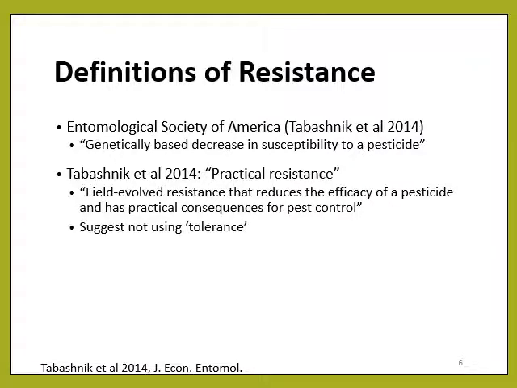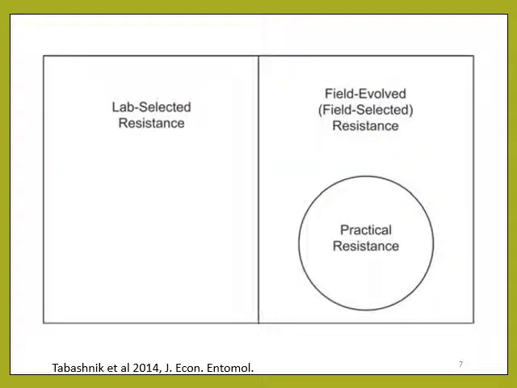So this is field evolved. That means it's happened out in the real world. And it is a resistance that reduces the efficacy of a pesticide and has practical consequences for pest control. So sometimes the debate will get caught up in, well, okay, so this population or these individuals are resistant, but is it above the field rate? Does it matter? And that's where you come into this definition of practical resistance. It means, yeah, it matters to whoever's managing it. They'll notice it. It will be a problem.